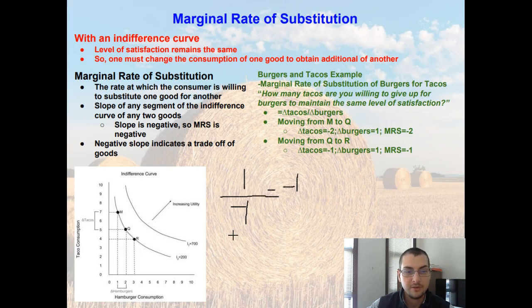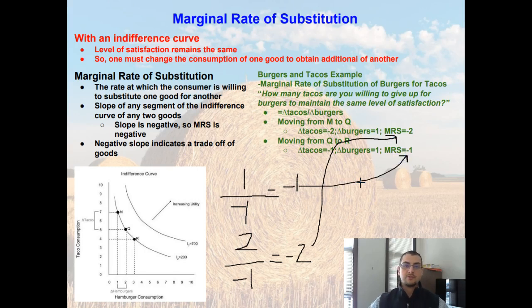If we move from Q to M, how many tacos did we gain or lose? Well, we gained 2 tacos. How many hamburgers did we gain or lose? Well, we lost 1 hamburger. So that again is equal to -2, which is the same numbers as what we're finding up here.